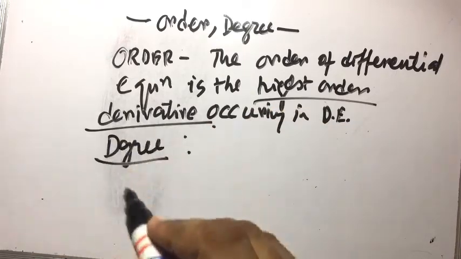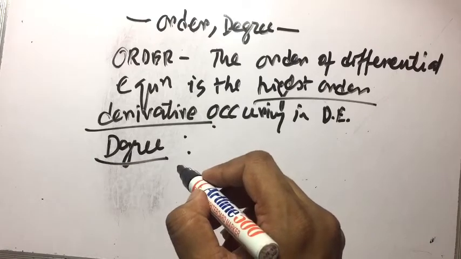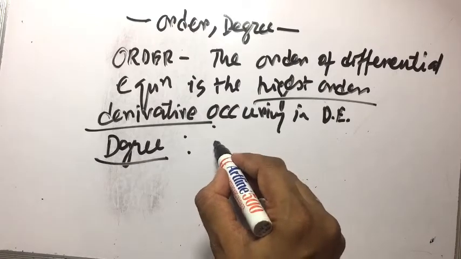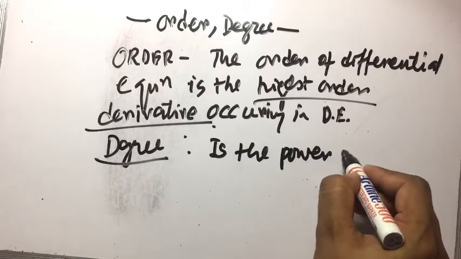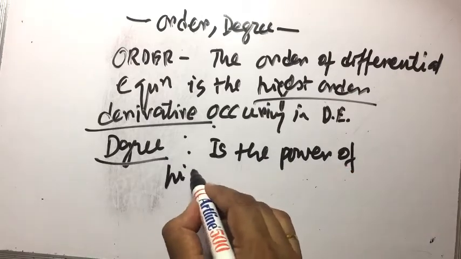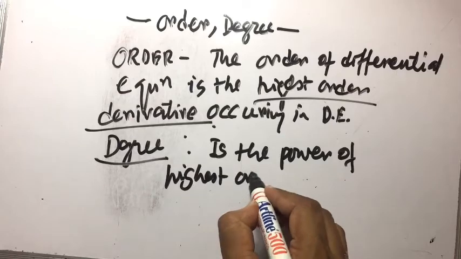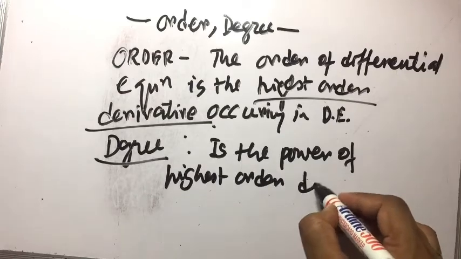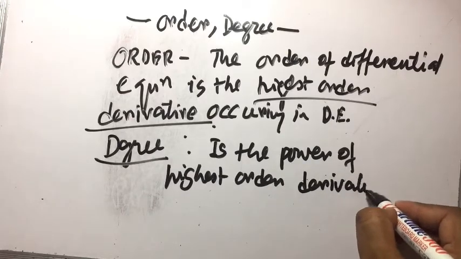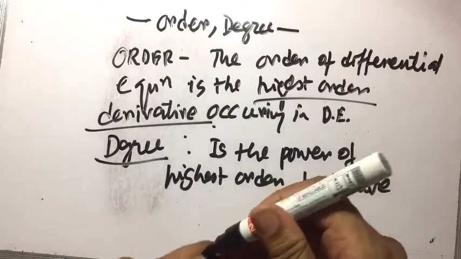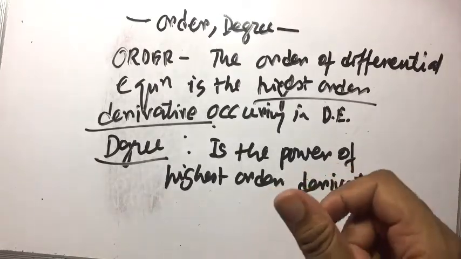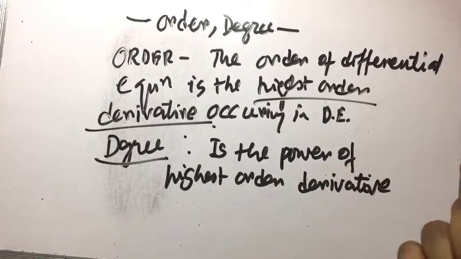Now the degree is the power of the highest order derivative. It is the power of the highest order derivative occurring in the differential equation.